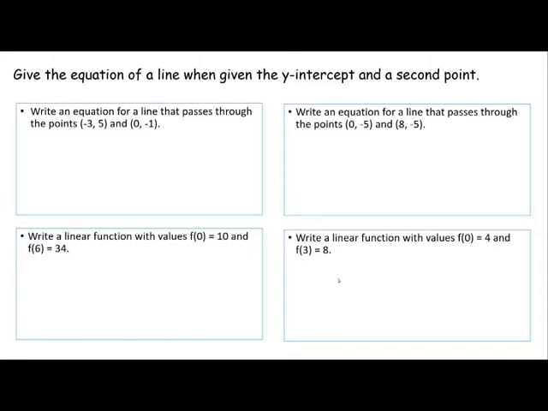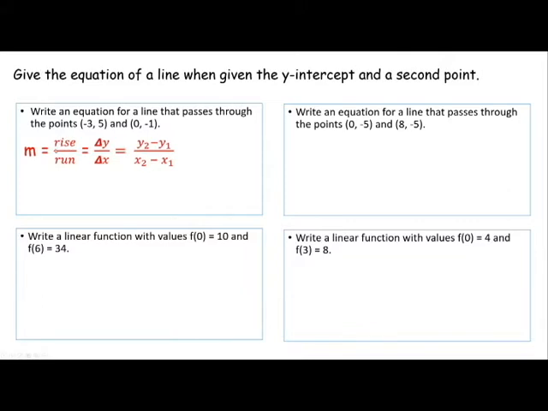if you are not given the slope and the y-intercept. For example, this problem says write an equation for a line that passes through the point (-3, 5) and the point (0, -1). Notice we do have the y-intercept, the (0, -1). What we don't have is the slope. But fortunately, we have a pattern that we know works for finding the slope.